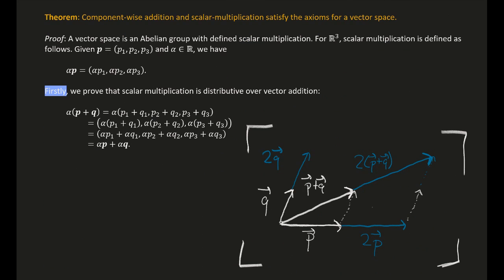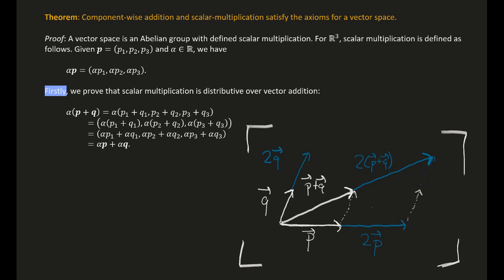Now we prove that R3 is a vector space using component-wise addition and scalar multiplication as the operations in that vector space. A vector space, by definition, is an abelian group with some defined scalar multiplication. For R3, scalar multiplication is defined as follows. Given a point P and a real number alpha, we have alpha times P equal to alpha P_i for i equals 1, 2, and 3.